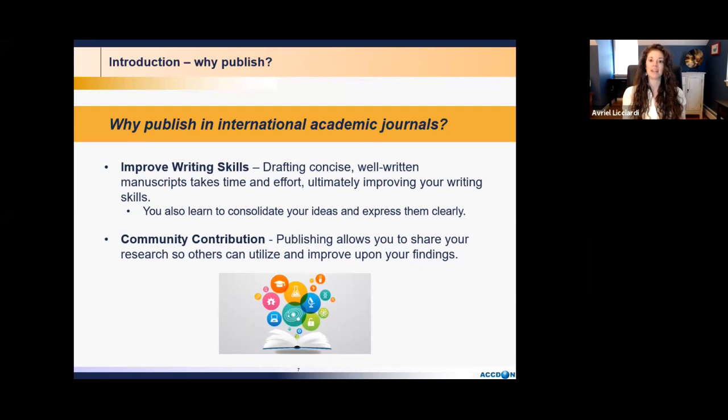And last but definitely not least is, by publishing, you are contributing to the international scientific community. Publishing allows you to share your findings from your research with others, which ultimately allows those individuals to utilize the research and the breakthroughs that you've come across, and then also improve upon your findings, basically move science forward. So the benefits of publishing, and specifically international publishing, are clear.